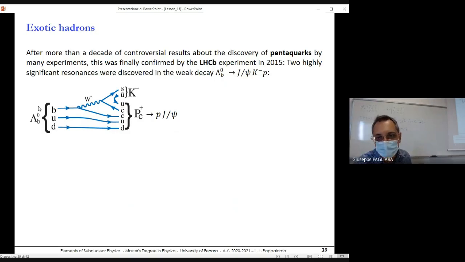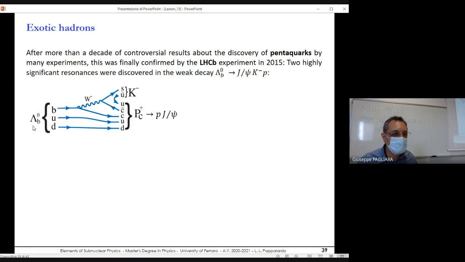So the one I want to show you is the pentaquark, which is really very relevant. After more than a decade of controversial results about the discovery of pentaquarks by many experiments, really many, this was finally observed and confirmed by the LHCb experiment at CERN in 2015. And indeed, two significant resonances were discovered in the decay of a Lambda_b0 baryon into J/psi K- proton. The decay you see here is regulated by the weak interaction. So you see here the exchange of a weak boson W.